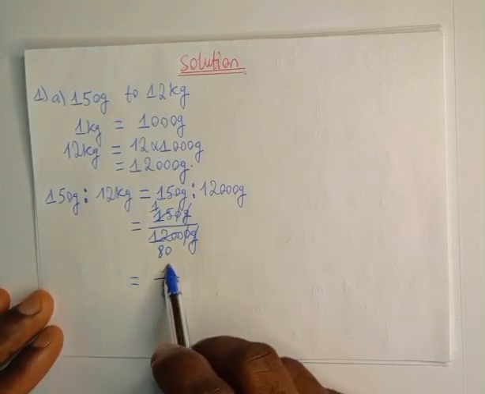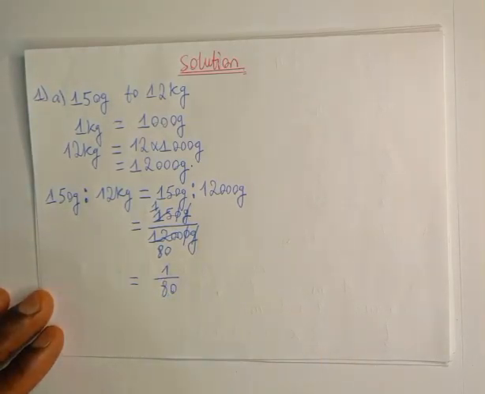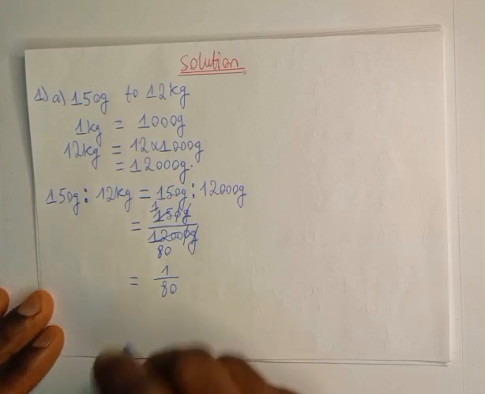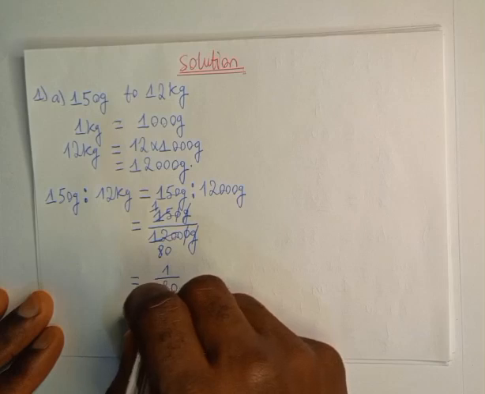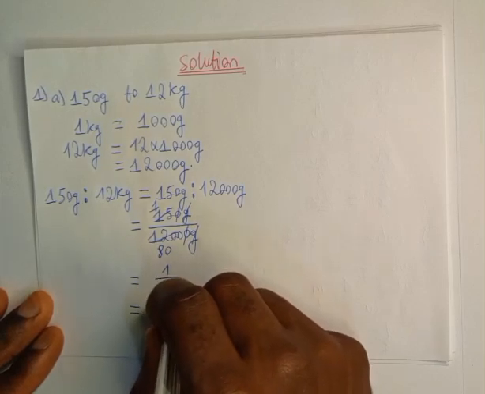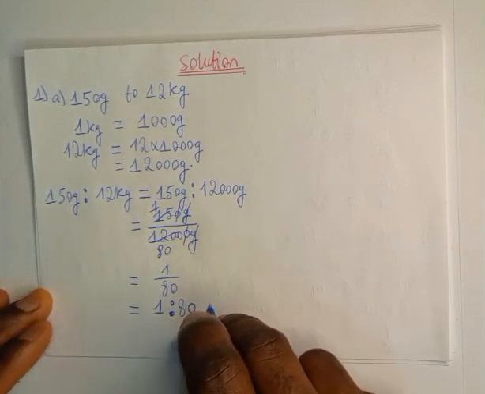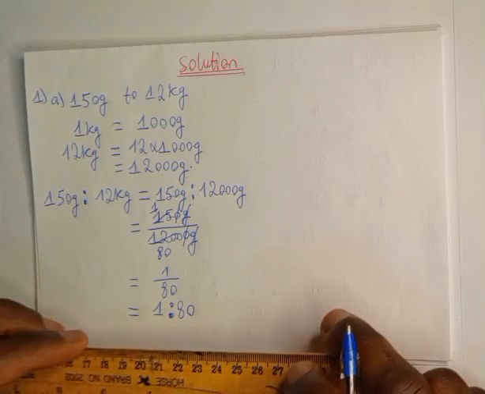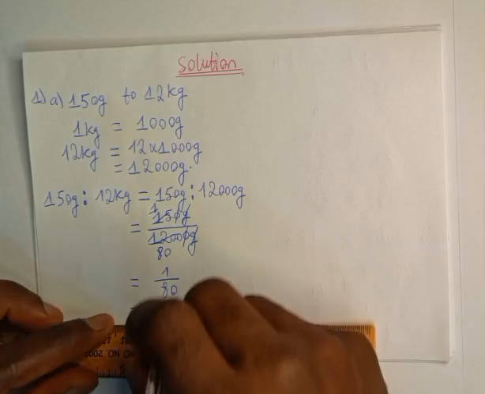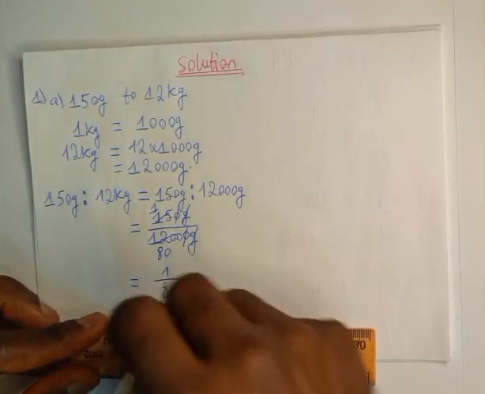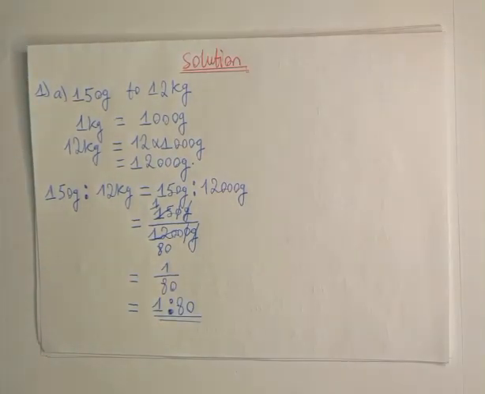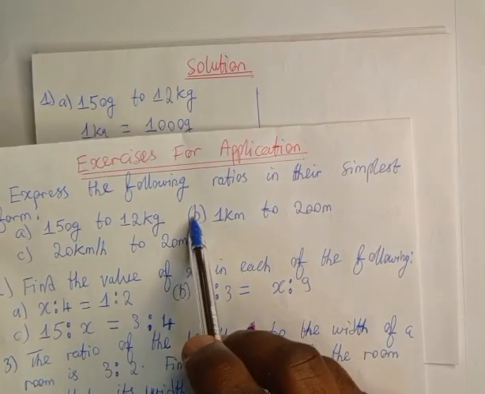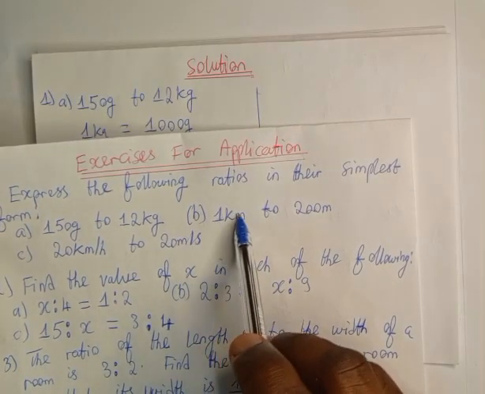The highest common factor of 1 and 80 is 1. That means the two numbers are relatively prime. Writing this as a ratio will simply be equal to 1 is to 80. Therefore, 150 grams to 12 kilograms as a ratio in its simplest form is simply equal to 1 is to 80.